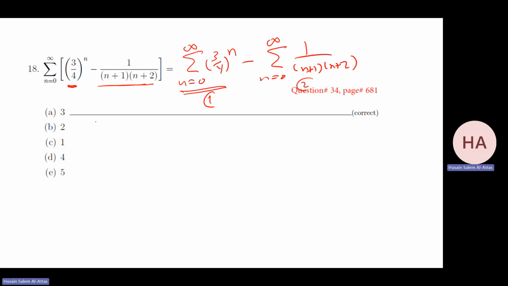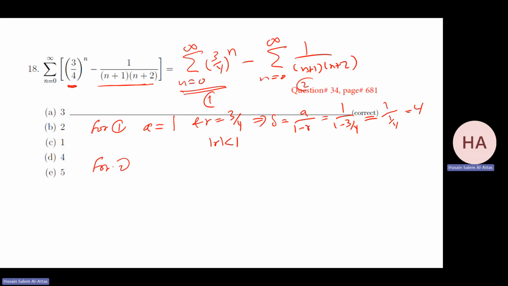For the first one, for 1, I have what? A will be 3 over 4 to the power 0 at n equals 0. That will be 1. And R is 3 over 4. Very clear. Since the absolute value of R is less than 1, it converges. So S is A over 1 minus R, and that will be 1 over 1 minus 3 over 4. That gives me 1 over 1 over 4, which is 4.